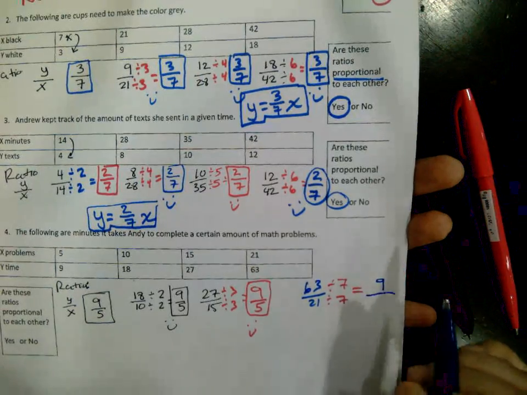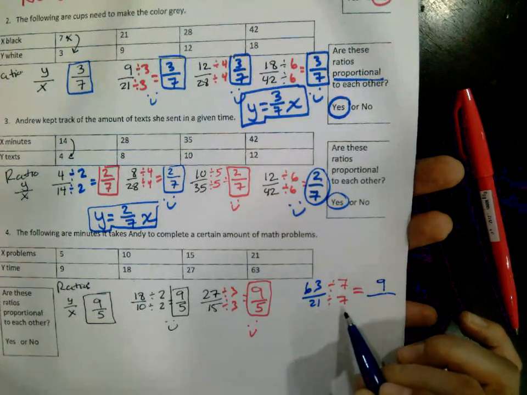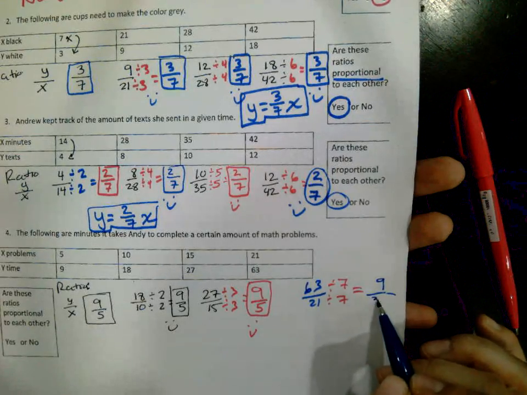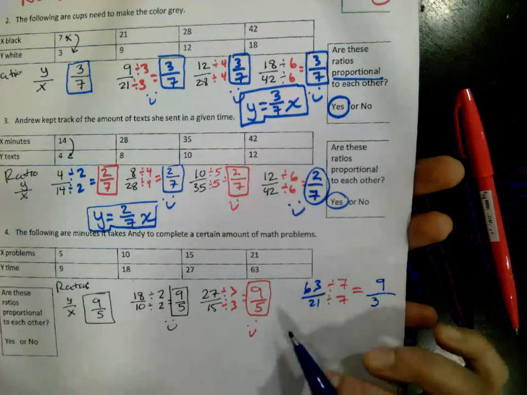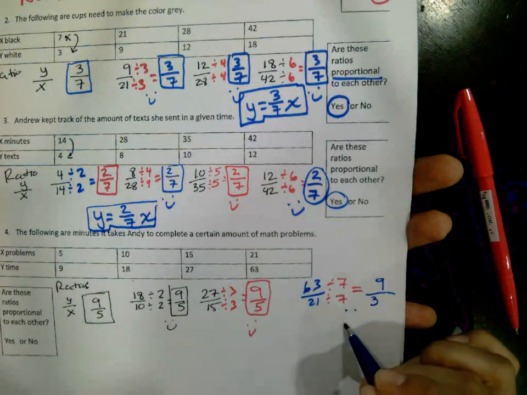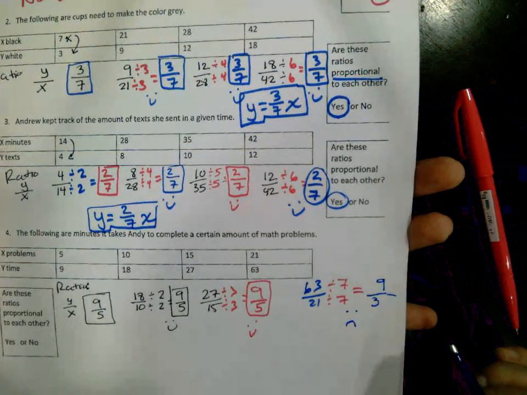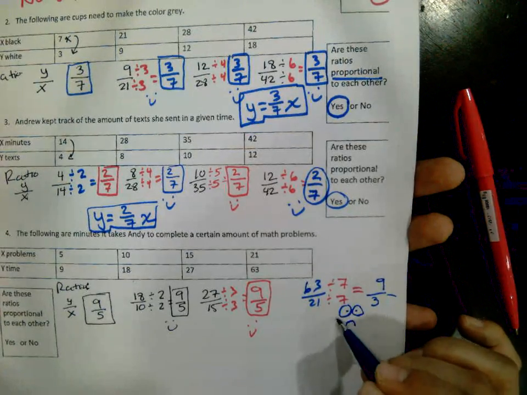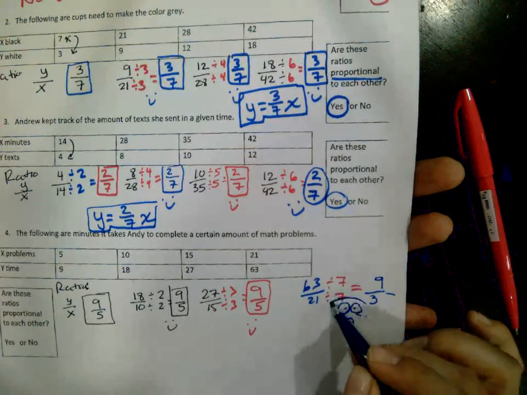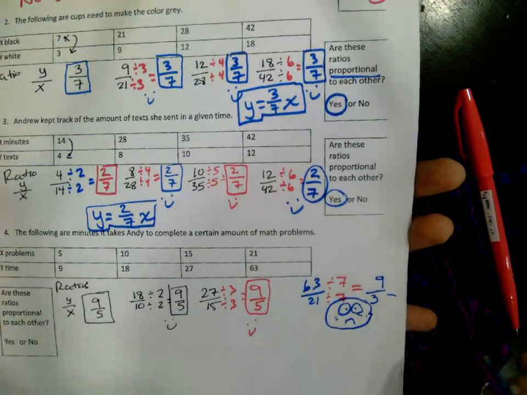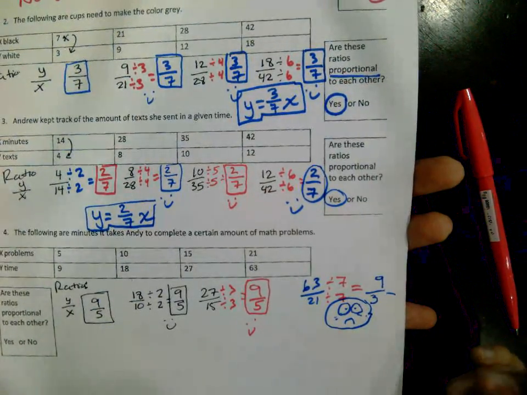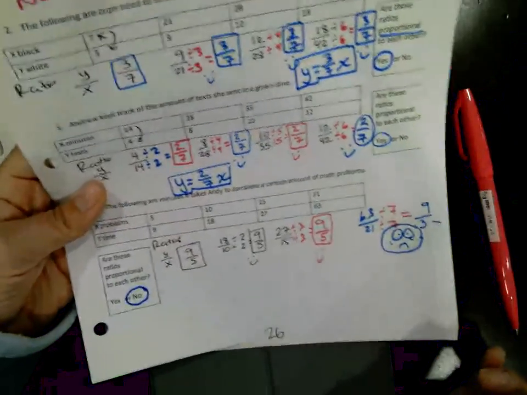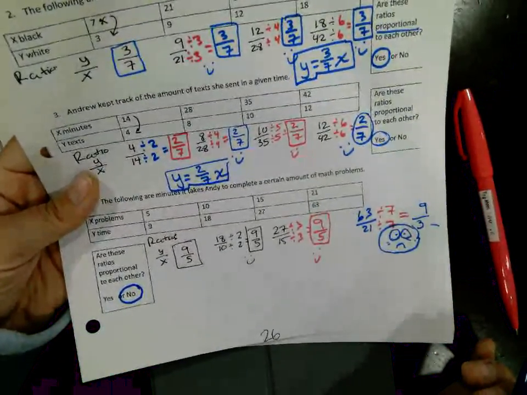9. Uh-oh, I feel it. 21 divided by 7 is, oh no. It's 3. And I'm looking for 5. It makes me so sad. Why? Because now I don't have a proportional relationship. I can't write an equation. I can't write a unit rate. This is called non-proportional. It would not create a straight line. And we're really sad about this.